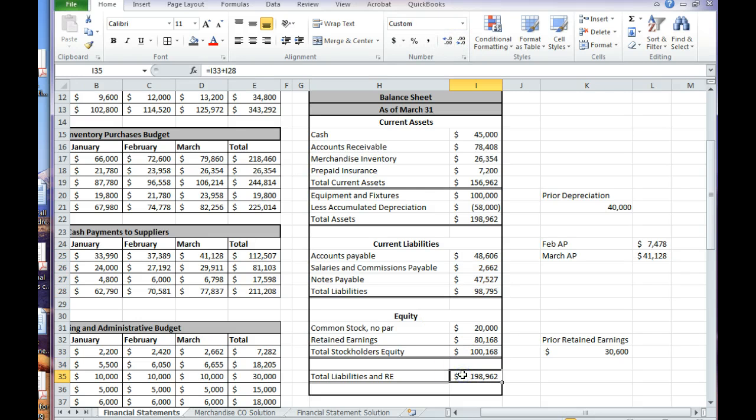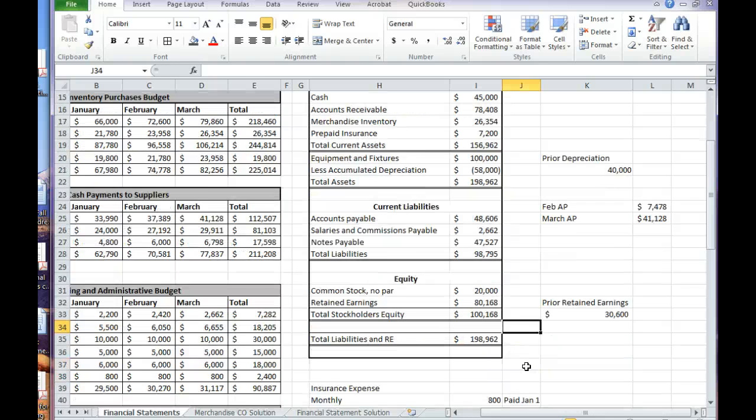198,962. And how do you know you did it right? Well, your 198,962, which is your liabilities and equity, equals your assets. So your balance sheet balances, which is rare. No, it should always happen. Should not be rare. I'm pretty convinced I did this right.